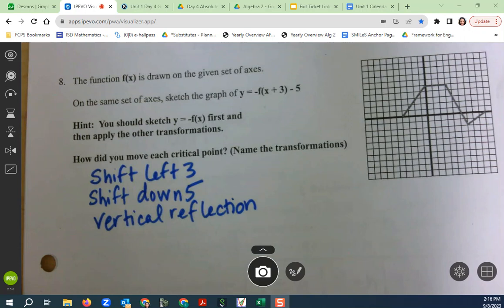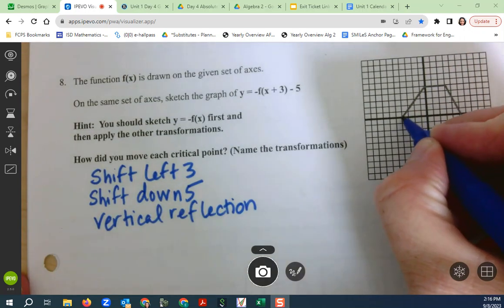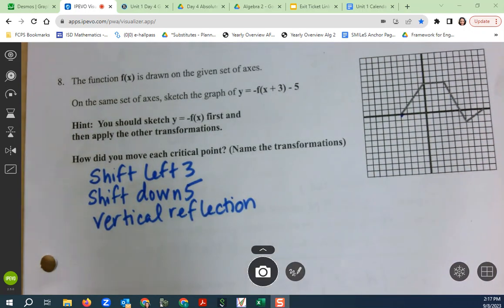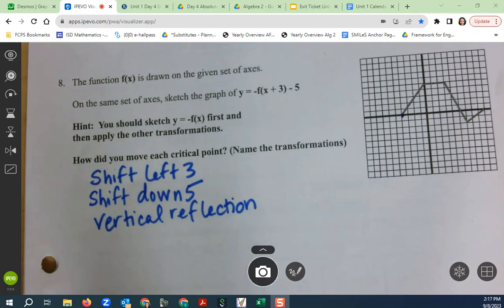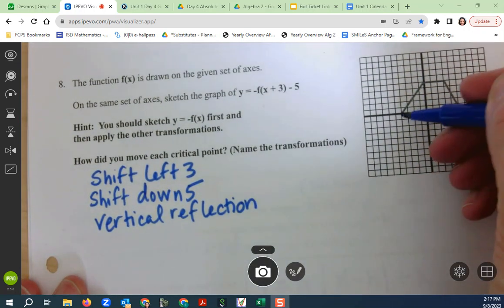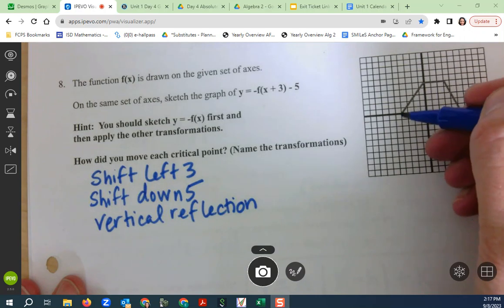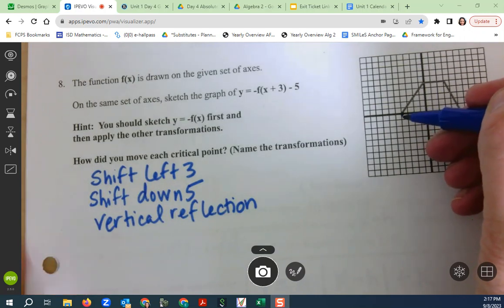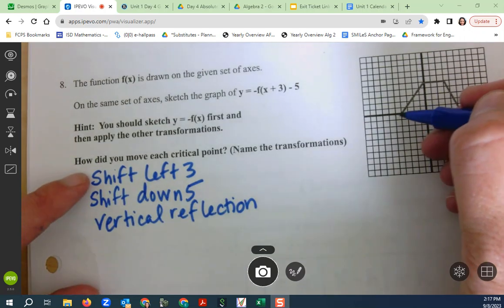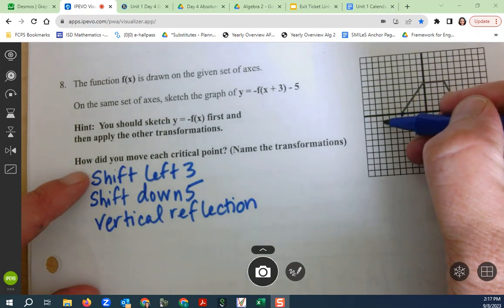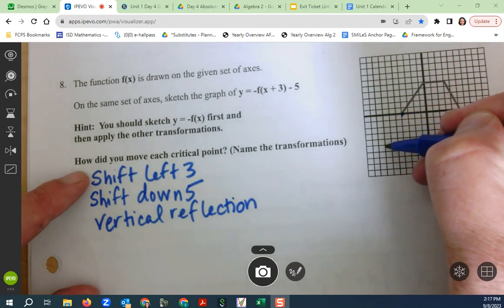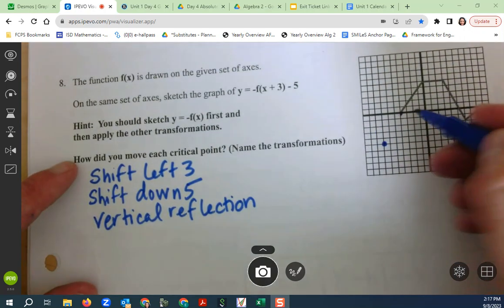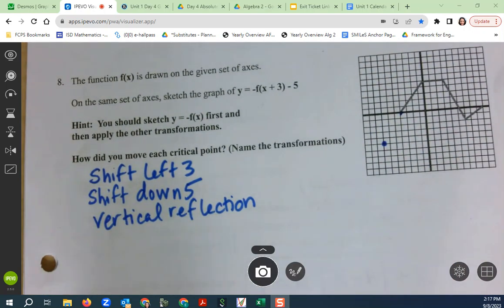All right. So when I reflect a point that is on the line of reflection, it doesn't actually move. All right, this line, I'm reflecting over the x-axis and it's on the x-axis, so the reflection doesn't move this one. And then I can shift it left 3 and down 5. Okay, so that first point, the reflection didn't move it because it was on the x-axis, and then I shifted it left 3 and down 5.